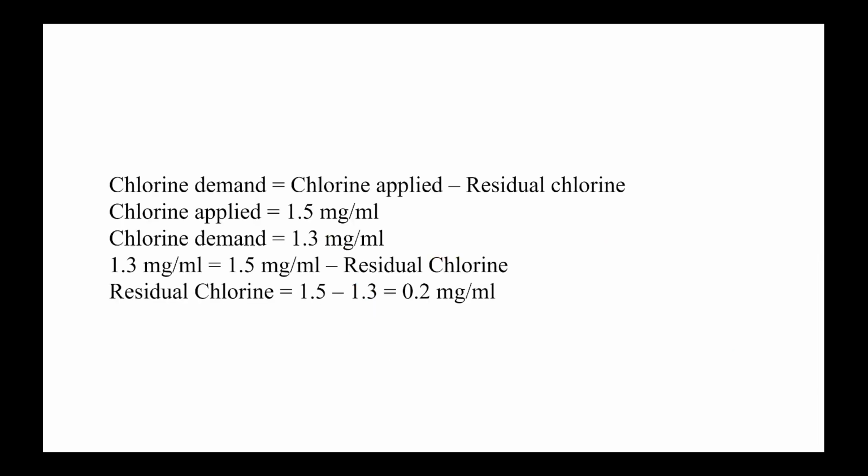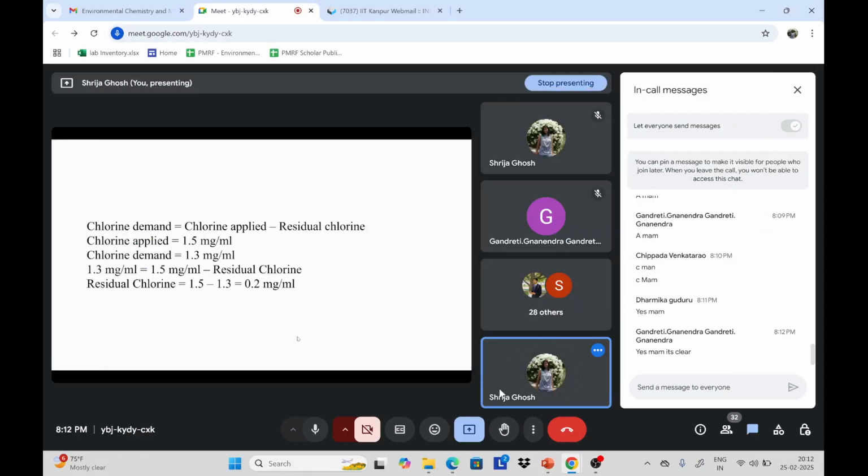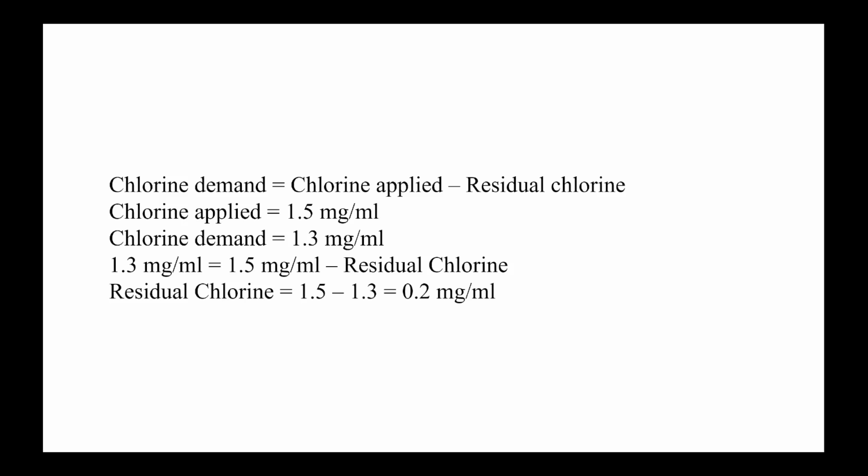So this is how the question is solved. We have the chlorine demand, the chlorine applied, and the residual chlorine. So we have to solve for the residual chlorine, which is coming to 0.2 mg per liter. I think in the question it was mg per liter, right? Yeah, so these will be mg per liter, not ml. Okay.